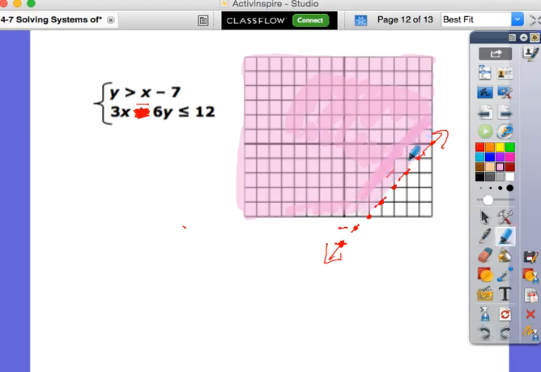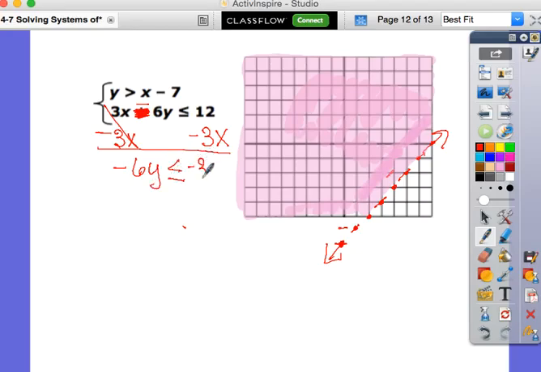All right, so your shading goes there. Now, in order to graph this other one, we're going to need to do what? Solve for y. So we're first going to subtract 3x on both sides. So we bring down negative 6y less than or equal to what? Negative 3x plus 12. Then what? Divide by negative 6.